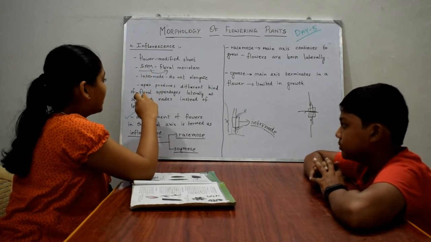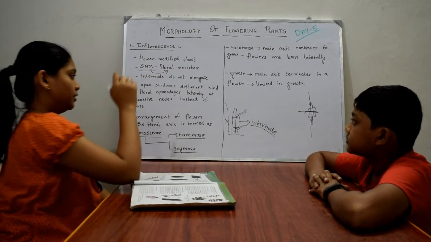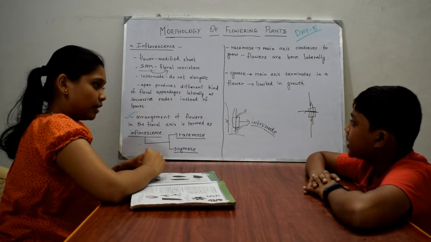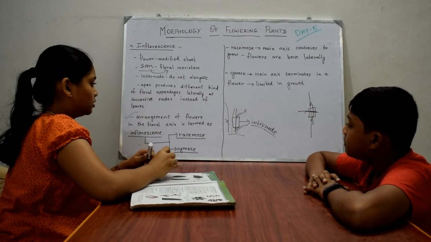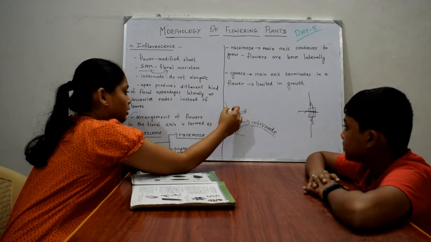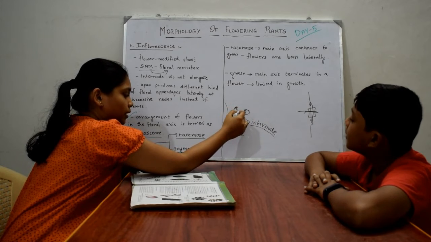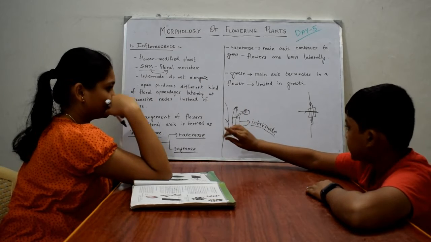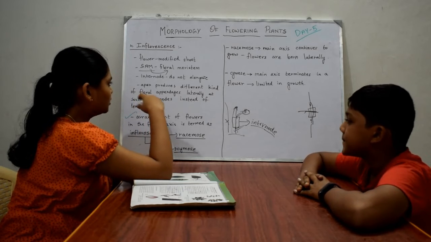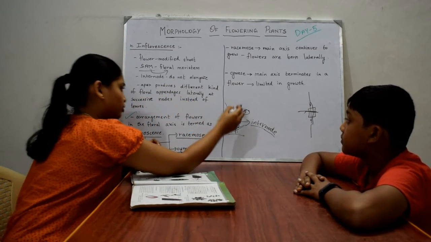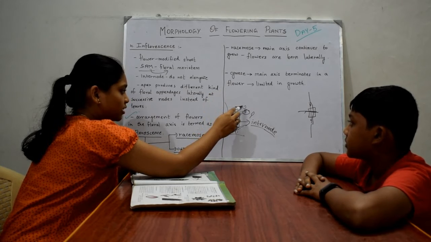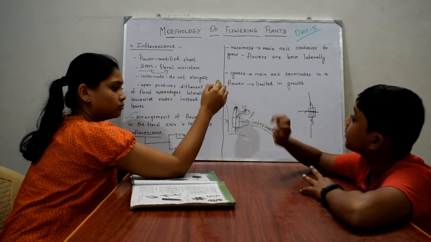And then the apex produces different kinds of floral appendages laterally at successive nodes instead of leaves. The apexes are the stem or branch apexes. Like we saw apexes for the root, we have apexes for branches. These apexes produce different kinds of floral appendages. They produce flowers and buds, not only at the tip of the tree but also the tips of branches.